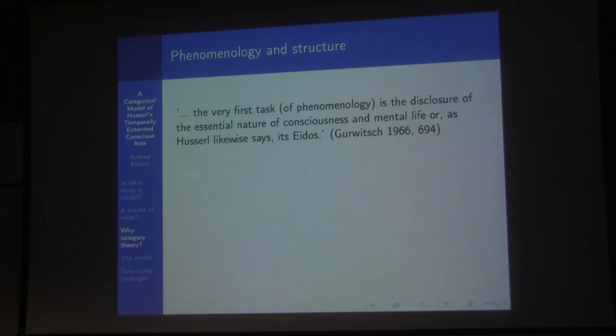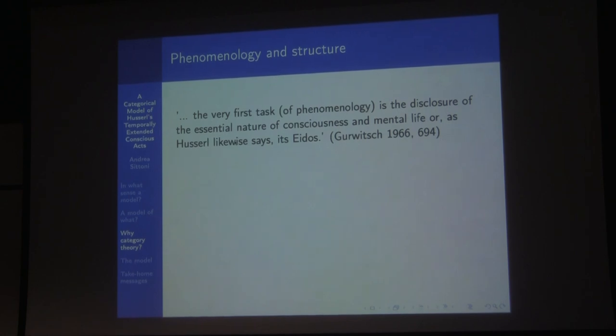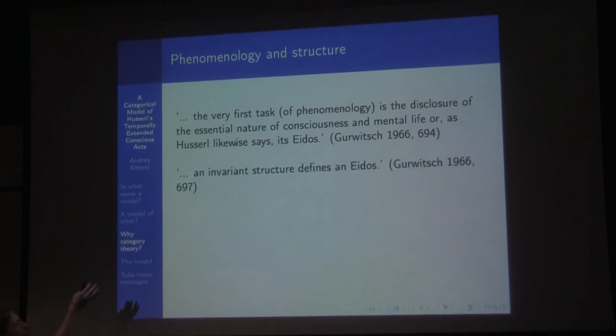Why category theory? Because phenomenology wants to say the structure of something, and the structure is of our conscious subjective experience. Here we have a quote of a famous Husserlian phenomenologist, Aron Gurwitsch: the very first task of phenomenology is the disclosure of the essential nature of consciousness and mental life. Or as Husserl likewise says, its eidos. But where is the structure here? Nowhere to be found, more or less. An eidos is actually defined as an invariant structure of conscious experience. And these invariant structures of different aspects of our conscious experience are what I'm aiming at now with this model.